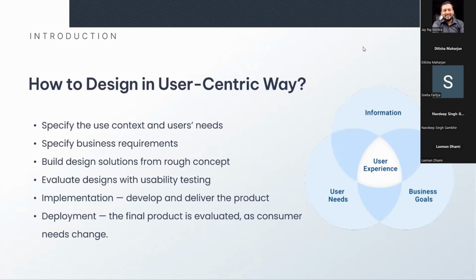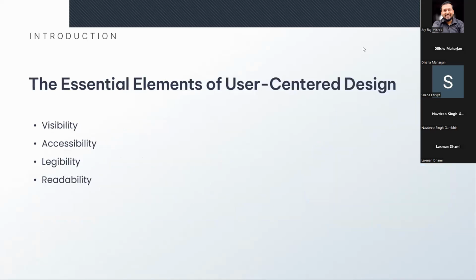If the user is not happy with what they are getting, they will not think twice before switching the product. So in order to keep the user in our product, we should design in such a way that the user is convinced and it is easy to navigate and use the product. Today we will be talking about the essential elements in user-centered design to achieve this user-centric approach, and they are visibility, accessibility, readability. All of these topics will be discussed in the upcoming slides. So firstly, let's begin with visibility.